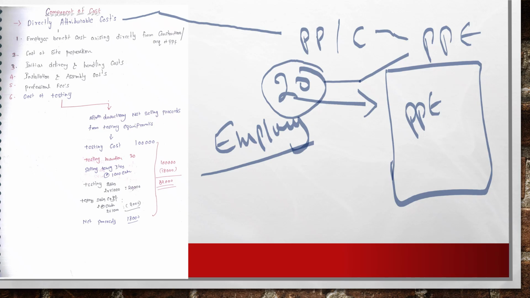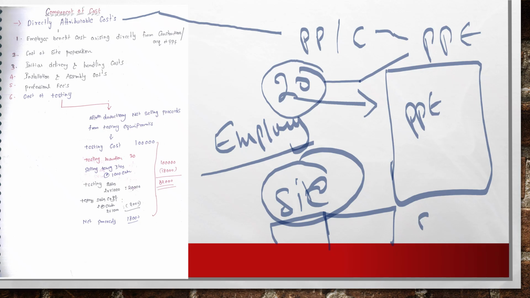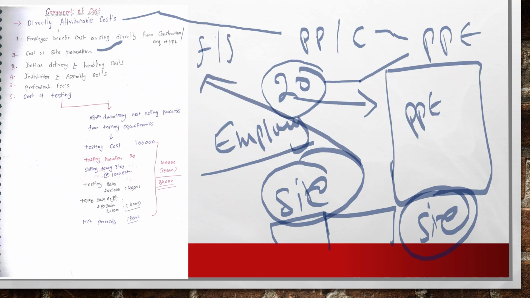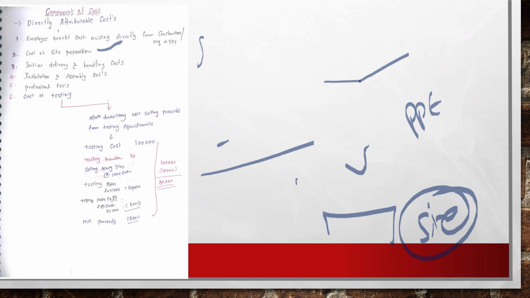And the cost of site preparation. Of course, before you build this kind of big plant, you should definitely prepare a proper site. So that site cost should also be included in the property cost. And initial delivery and handling costs: all initial deliveries from the factory or from the port to the necessary site, where you are building that plant.